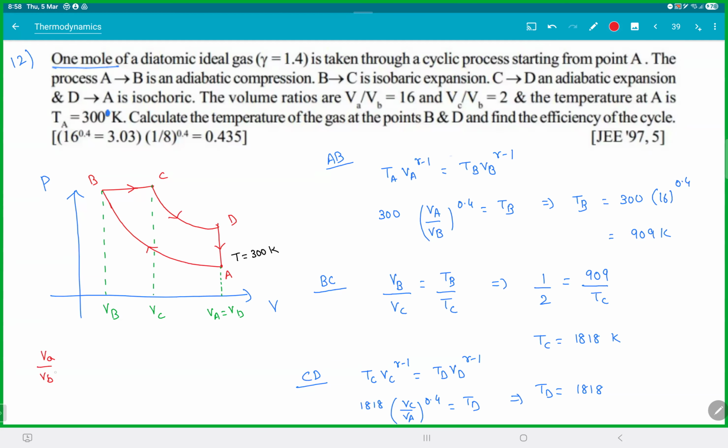So VA by VB into VB by VC. VA by VB is 16. VB by VC is half. That will come out to be 8. So VA by VC is 8. This would be 1 by 8 whole power 0.4. That is also given, 1 by 8 to the power 0.4. So 0.435 into 1818.